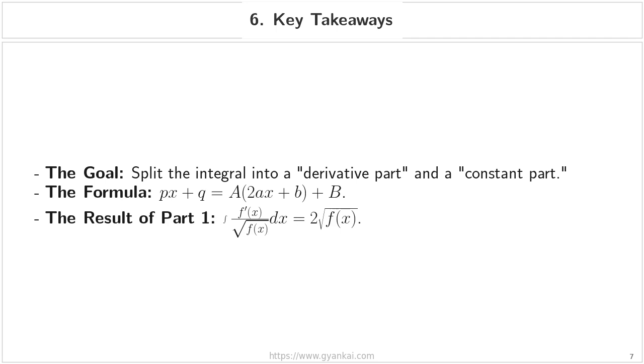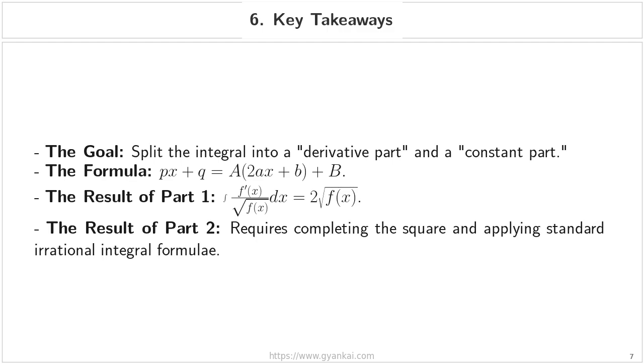Moving on, the result of part 1, the integral of f prime of x over the square root of f of x equals 2 times the square root of f of x. This is a fantastic result. Once you've successfully split the integral and identified the derivative part, this is what that part simplifies to. Remember, f prime of x represents the derivative of the quadratic function f of x, which is ax squared plus bx plus c. And the integral of that derivative, divided by the square root of the original quadratic, is simply 2 times the square root of the quadratic. This is a direct application of u substitution, as we discussed.